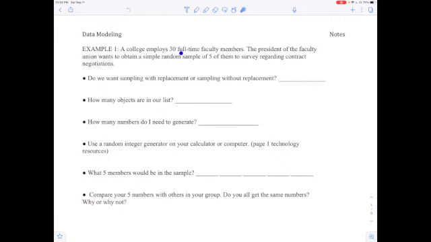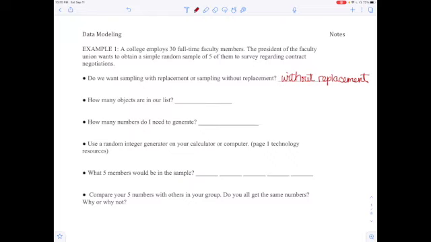A college employs 30 full-time faculty members. The president of the faculty union wants to obtain a simple random sample of 5 of them to survey regarding contract negotiations. The first question: do we want sampling with replacement or sampling without replacement? Because we want to take the survey, we definitely want sampling without replacement. And just a quick review, without replacement means you don't replace anything. So in this case, the person will not be repeated or do the survey twice.